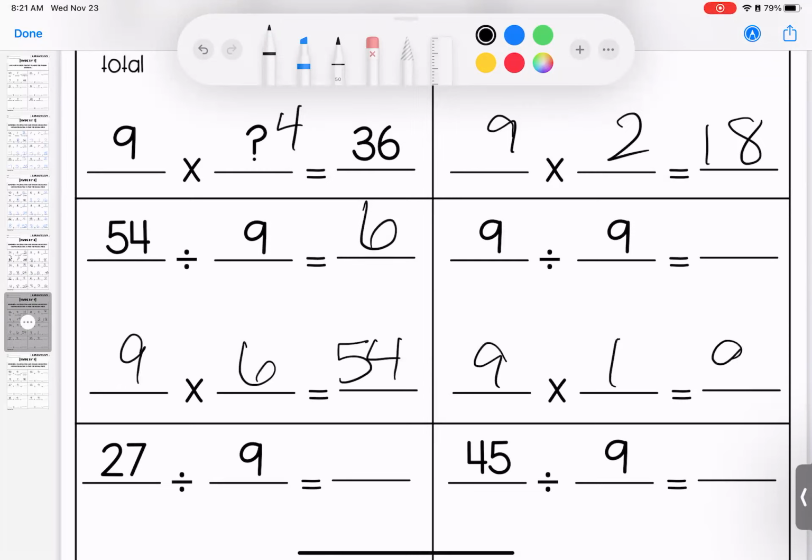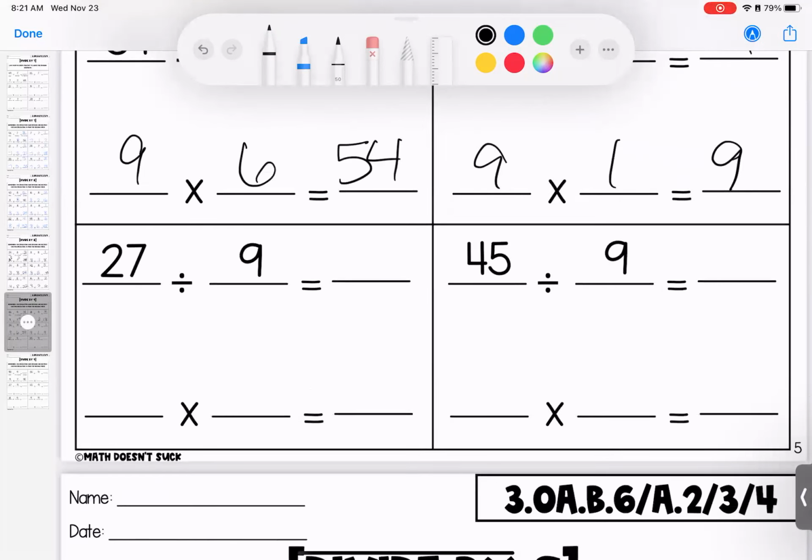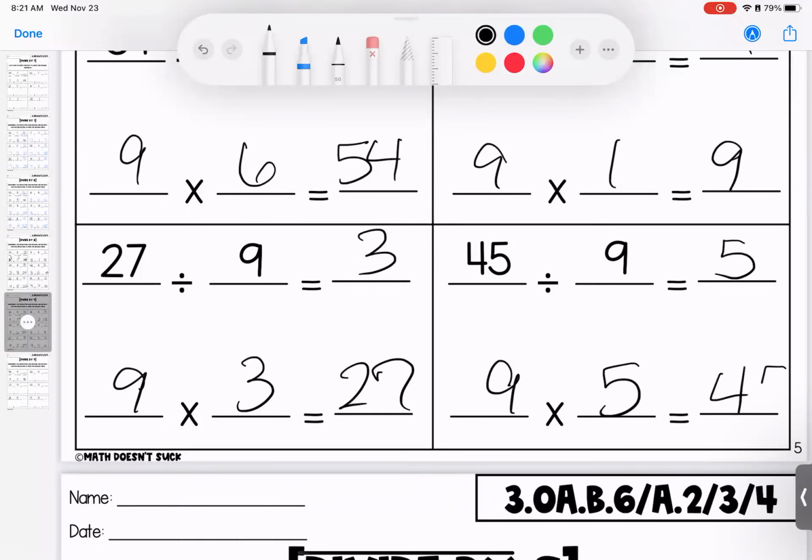9 times 1 is 9, which means that 9 divided by 9 is 1. 27 divided by 9 is 3 because 9 times 3 is 27. And 45 divided by 9 is 5 because 9 times 5 is 45.